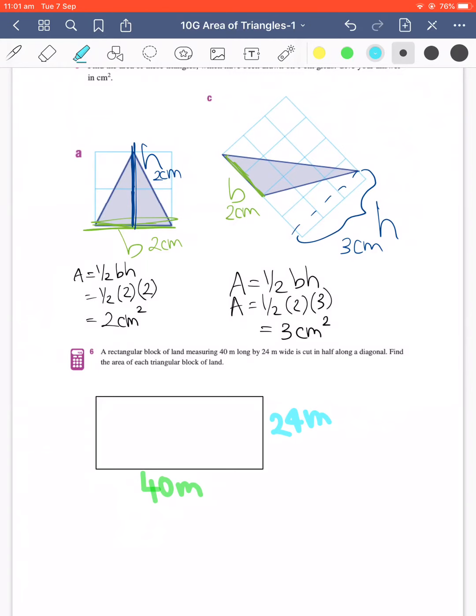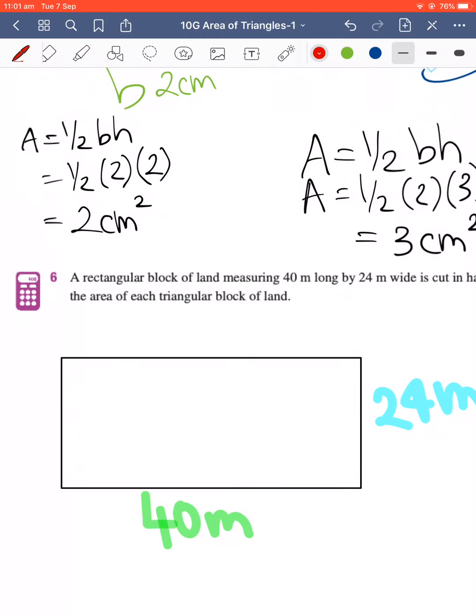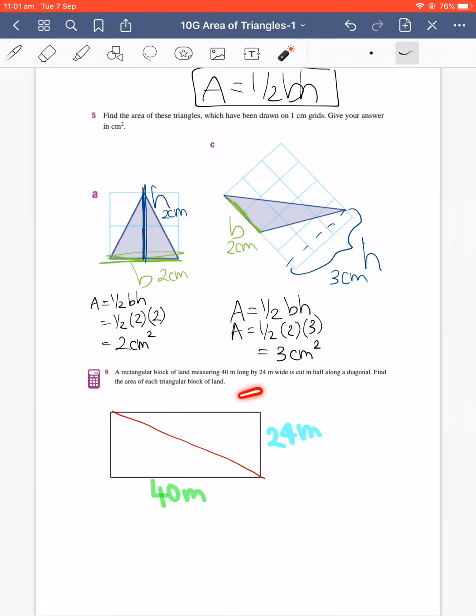It says that we cut along a diagonal. So basically we're turning them into two triangles. Let's do that now, shall we? I'm just going to change my color so you can see it a little bit better. So I am now going to cut this into some triangles. I'm going to make a diagonal. Now I can see that I have two triangles formed, and I need to find the area of each of those triangles. So this triangle plus this triangle.